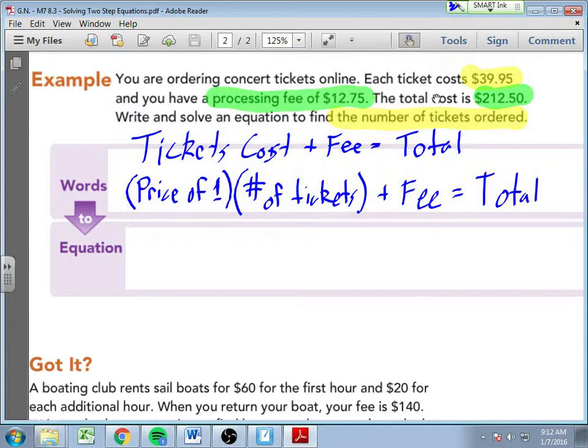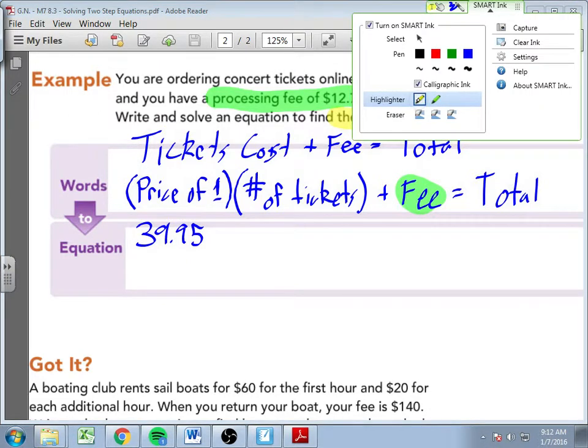So now, did anybody write down the numerical form when we replace it with numbers? Karina, what do you got? 39.95. Go slow. Plus 12.75. Ooh, subtraction, not. That's why I emphasize that this fee only happens once.